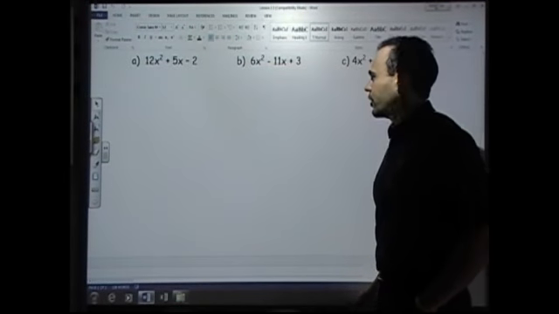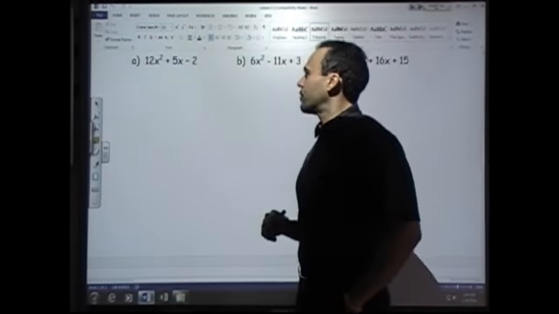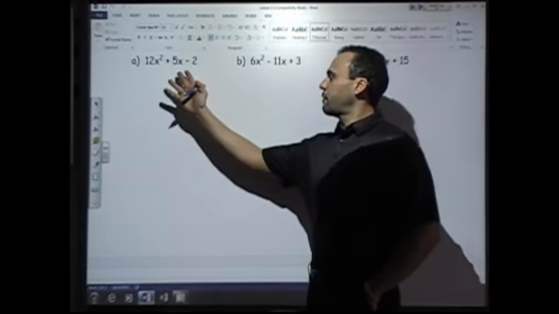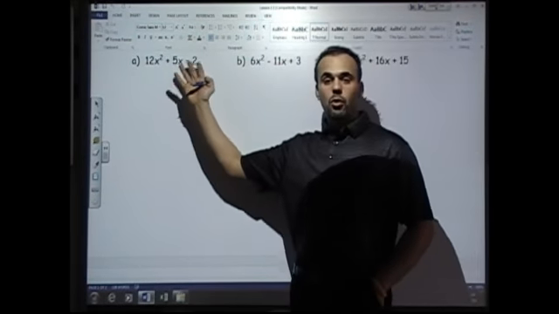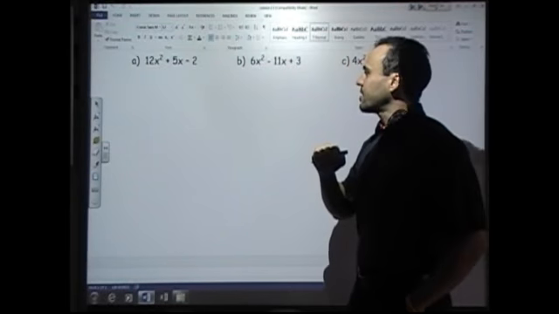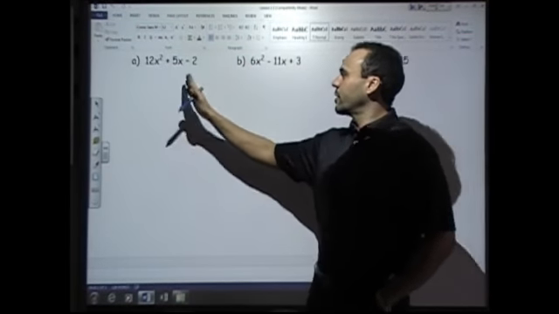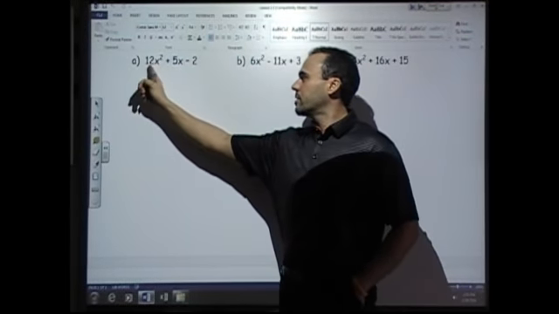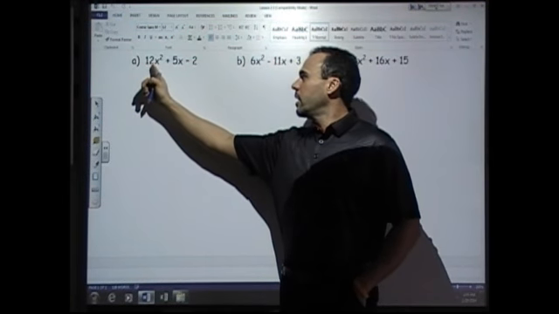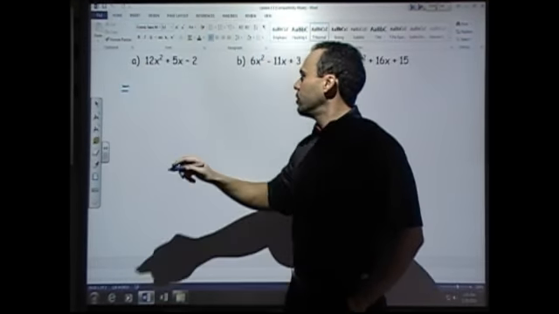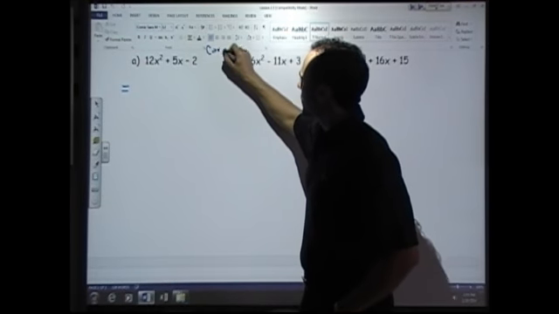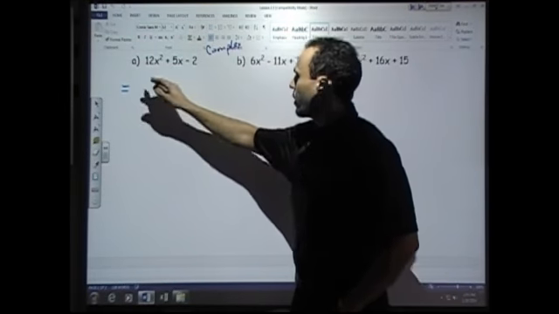The first question here is 12x squared plus 5x minus 2. Again, the first thing I check for is a common factor, and there is no common factor there. So the next thing I do is ask, what am I dealing with? This is a complex trinomial because I have a number other than 1 in front of the x squared. It's a 12. So right away, I know I have to use decomposition. It's complex, so you cannot go right to the answer.